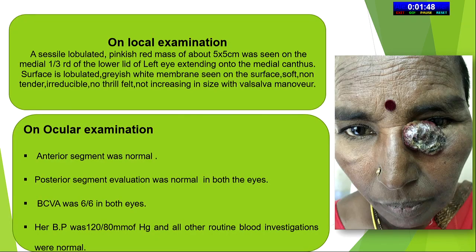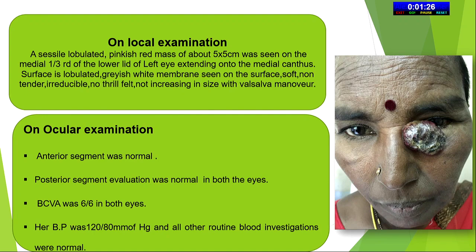On local examination, a sessile lobulated pinkish red mass of about 5 x 5 centimeters was seen on the medial 1/3 of the lower eyelid of the left eye, extending onto the medial canthus. Surface is lobulated, grayish white membrane seen on the surface, soft, non-tender, irreducible, no thrill is felt on the mass and not increasing in size with Valsalva maneuver.